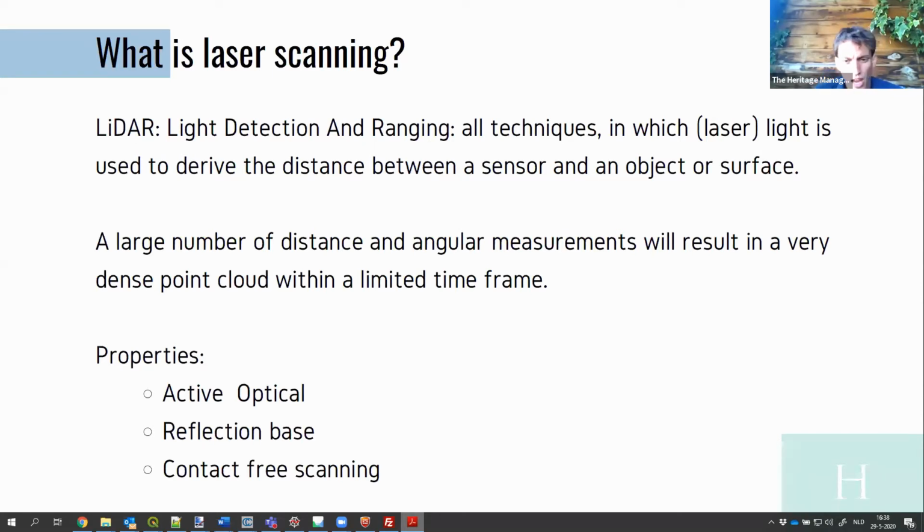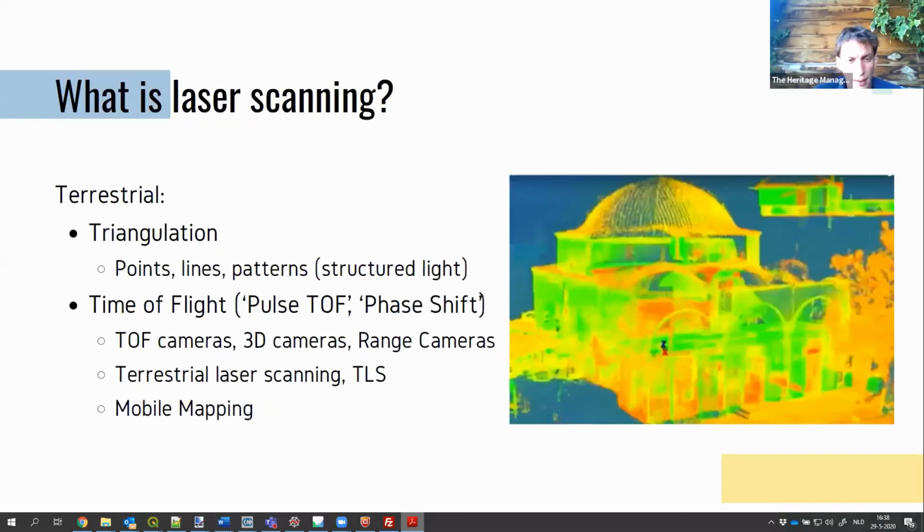The different types of laser scanning: for very close range applications, we will work with triangulation-based laser scanning. So in that case, we have the projection of points, lines, or patterns, so structured light scanners, for example. And this light is projected on the object that we want to measure, that we want to model in 3D. And the reflection of that pattern will actually generate a 3D reconstruction of that surface.